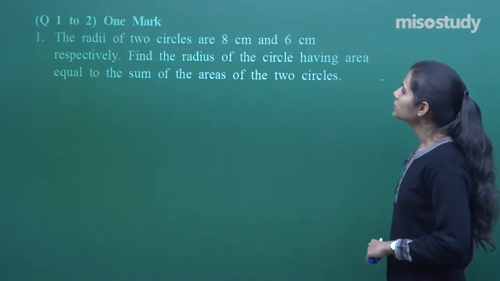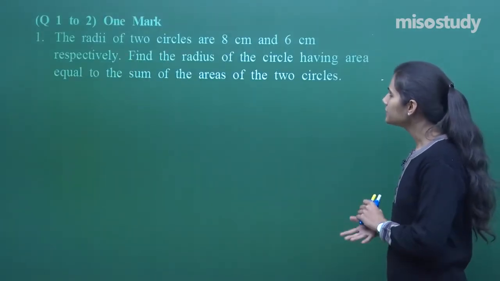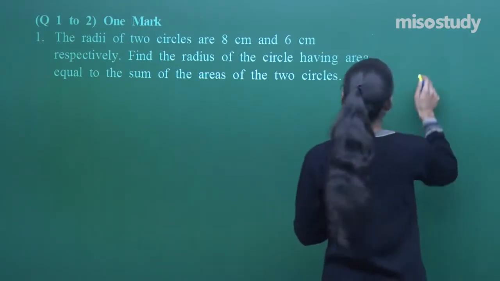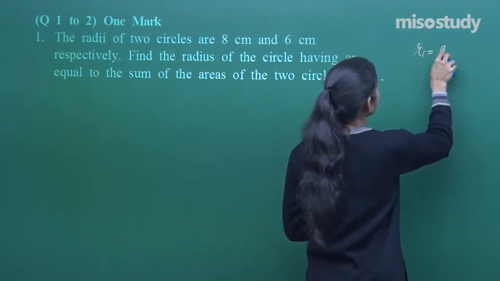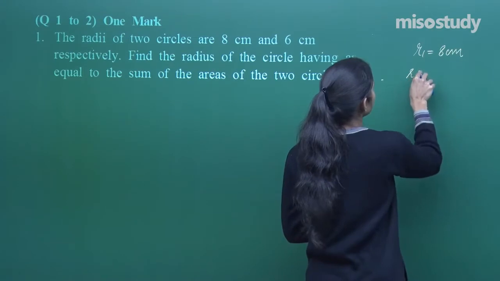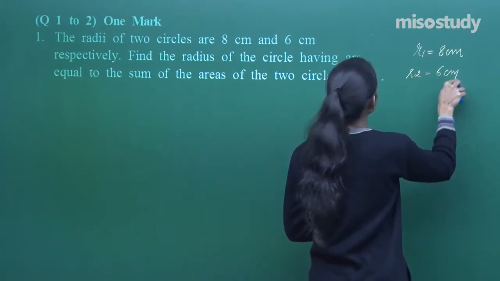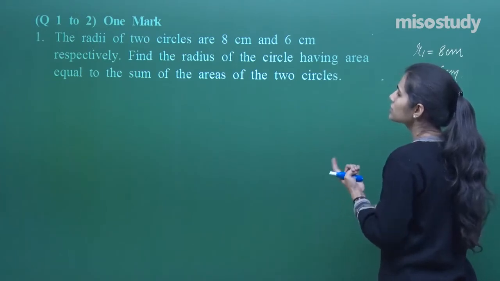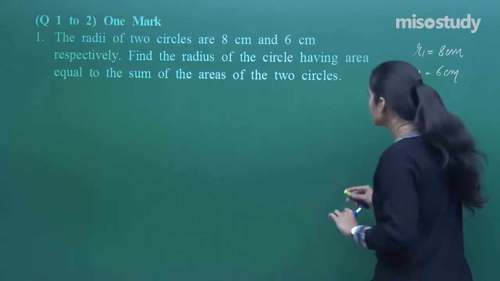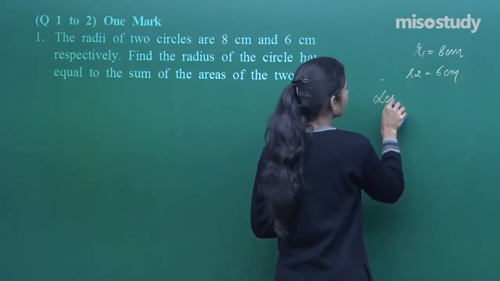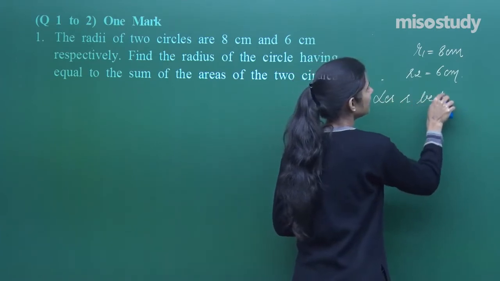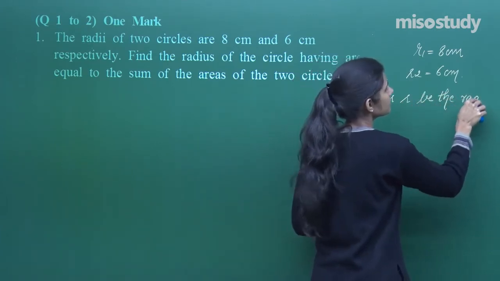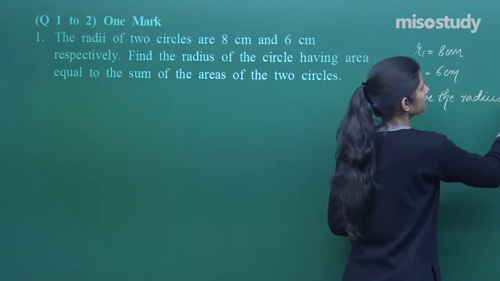The radii of two circles are given as 8 centimeters and 6 centimeters. So let's take R1 as 8 centimeters and R2 as 6 centimeters. Find the radius of the circle having area equal to the sum of the areas of these two circles. So let R be the radius of the third circle.